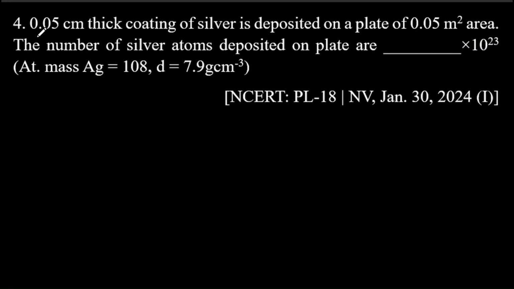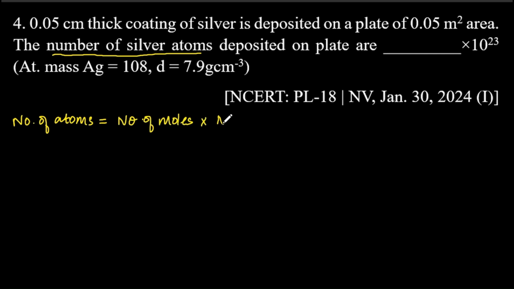The next question is, 0.05 centimeter thick coating of silver is deposited on a plate of 0.05 meter square area. The number of silver atoms deposited on plate are dash into 10 power 23. In this question, they are asking us to find the number of silver atoms. To find the number of atoms, you have to know the number of moles. The number of moles should be multiplied by the Avogadro number. Now, to find the number of moles, the formula is given mass divided by molar mass.